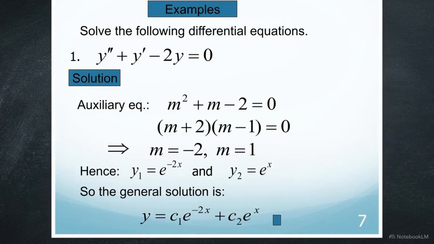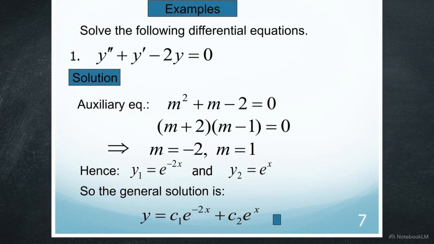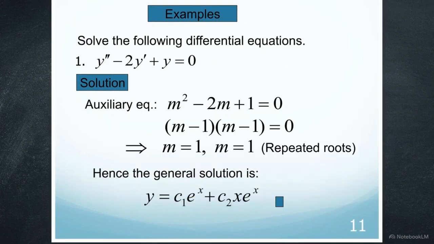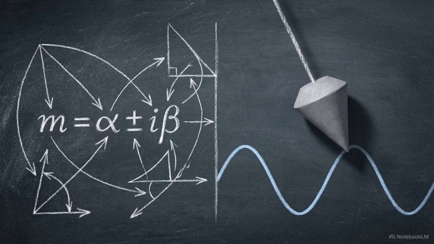In case 1, the auxiliary polynomial factors into m equals -2 and m equals 1. Placing those roots into the exponents yields the general solution. Case 2 gives us a repeated root of m equals 1. We add the x multiplier to the second term to maintain the two-dimensional solution space. The complex case follows the same logic. Factor the roots, apply the trigonometric translation, and the solution emerges.